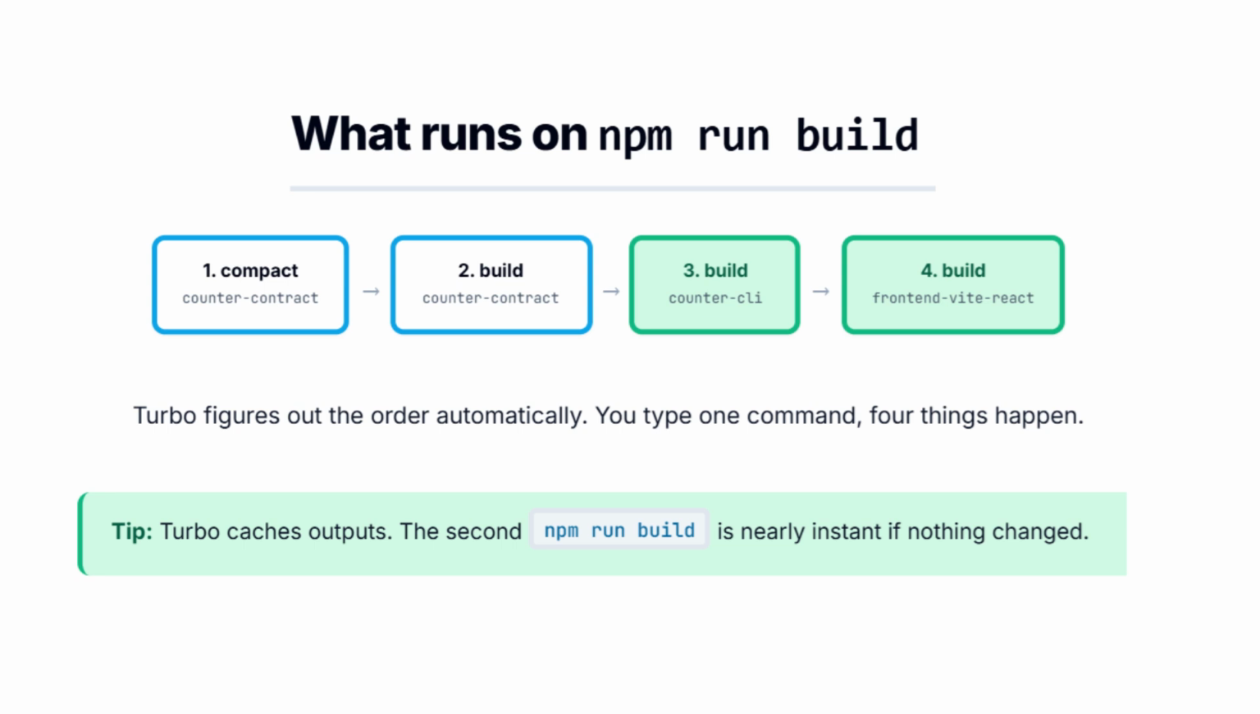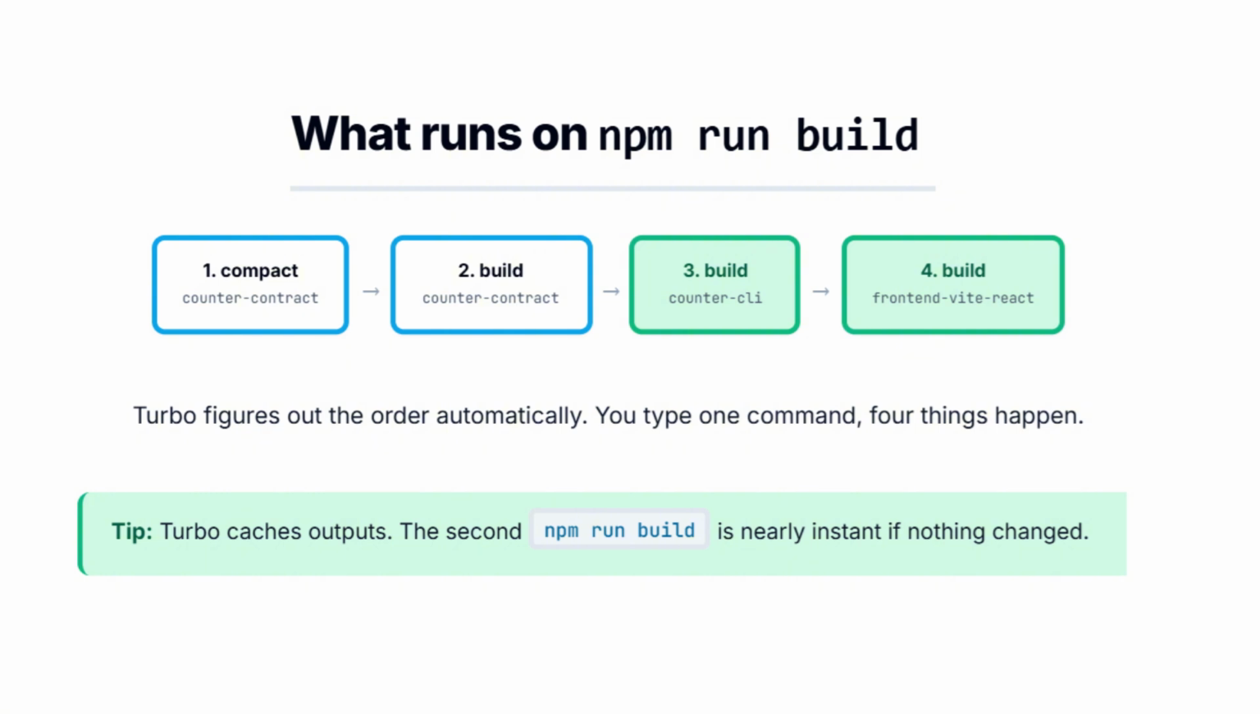So let me make that concrete. When you type npm run build at the root, here's what happens. Turbo compiles counter-contract first. That's step 1. Step 2, it builds it. 3, it builds counter-cli. And 4, it builds the front end. Done. One command, four things happen, all in the right order.